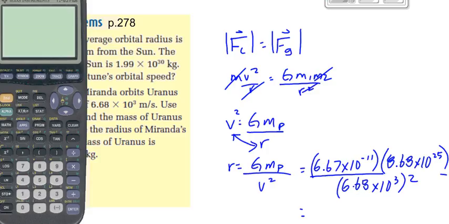So let's take a look up here and we'll do it. 6.67 times 10 to the minus 11 times 8.68 times 10 to the 25, divided by, let's use some brackets on the bottom, 6.68 times 10 to the 3, bracket squared. You get, what is that?